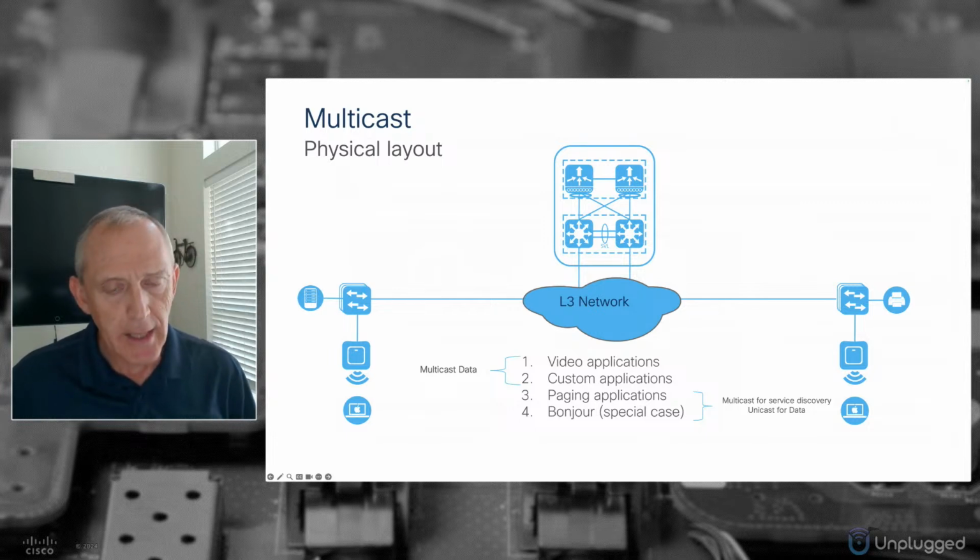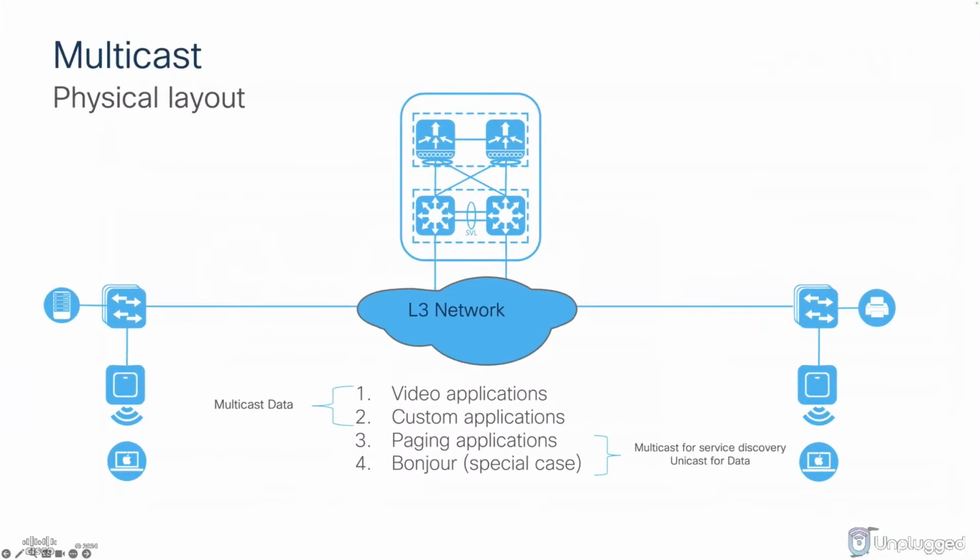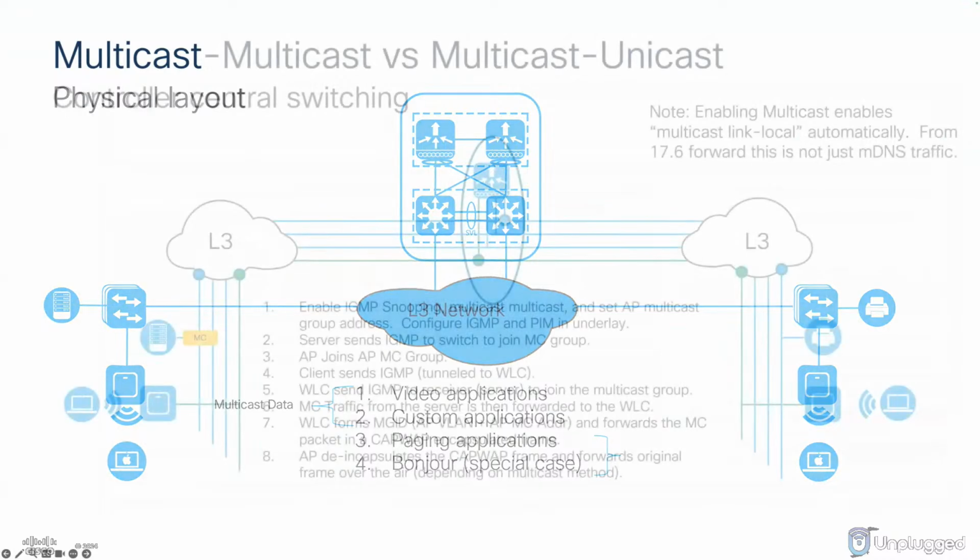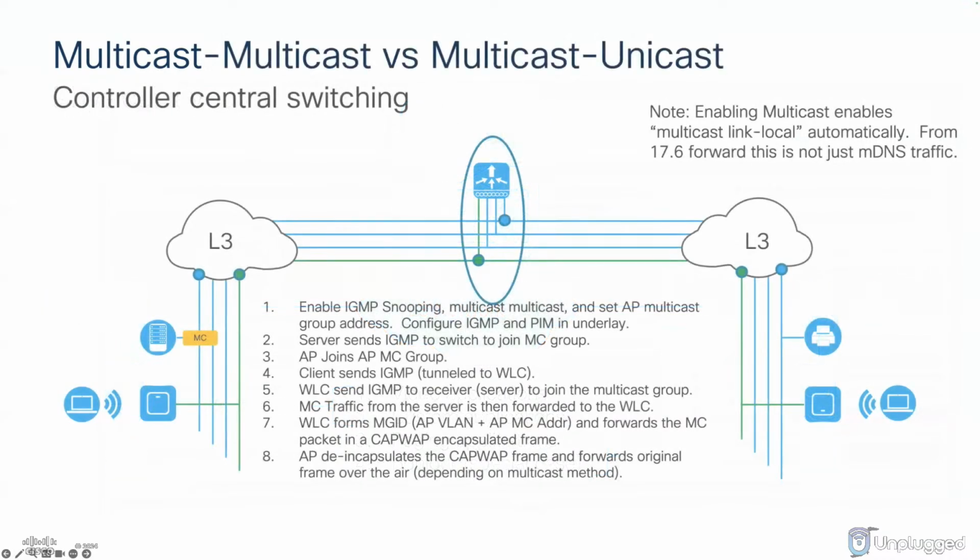So in this particular case, I have a network, and that network is separated by some layer 3 connections, and that could be multiple hops of layer 3. So if you see these layer 3 clouds over here on either side.